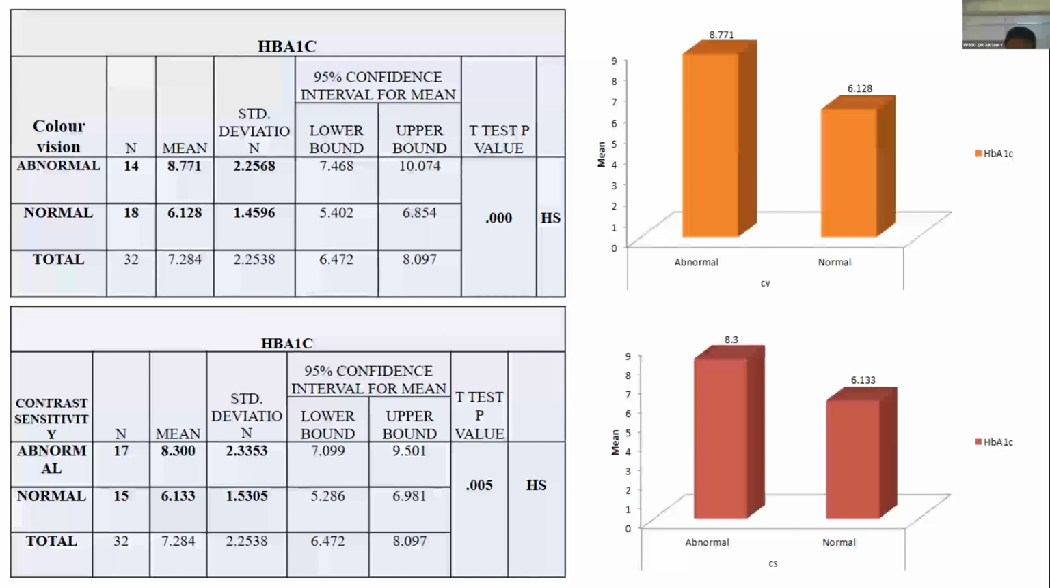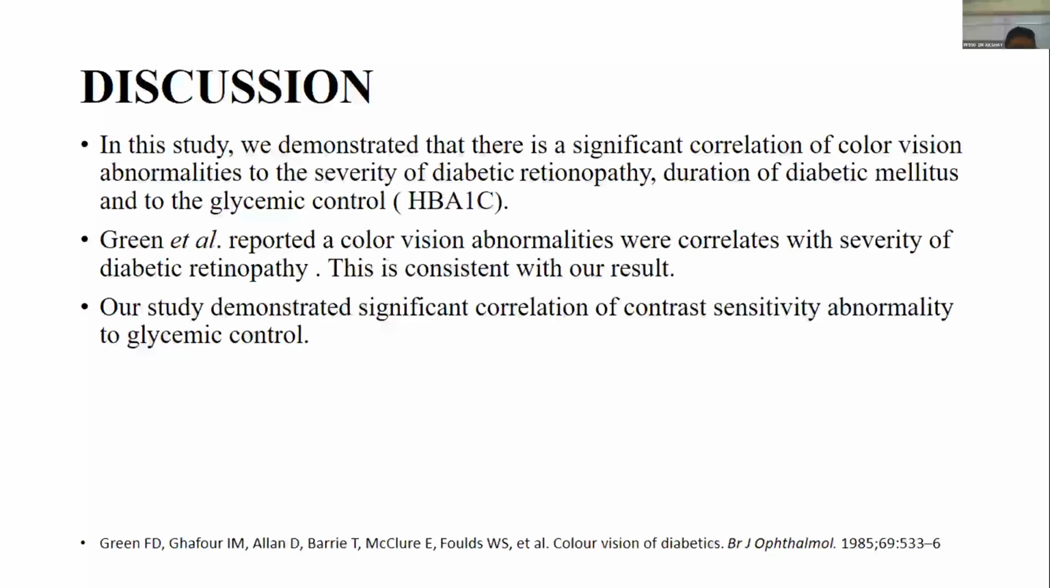In the discussion, in this study we demonstrated that there is a significant correlation of color vision abnormalities to the severity of diabetic retinopathy, duration of diabetes mellitus, and glycemic control with the help of HbA1c. And Green et al. reported a color vision abnormality that correlates with the severity of diabetic retinopathy. This is consistent with our result.